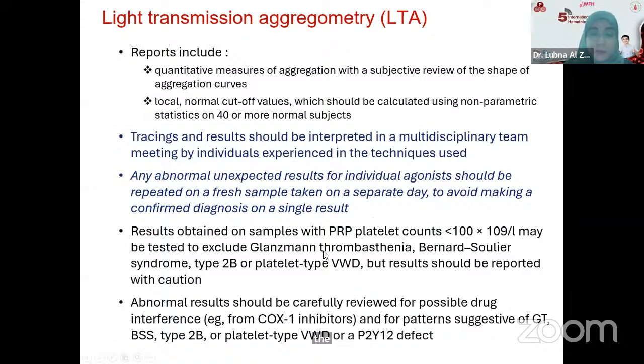And also, it is important that when you are reporting the LTA result of the agonist response, the interpretation should be presented in a multidisciplinary team meeting, with the individual experience and the techniques used. And any abnormalities that have been found should be repeated in a fresh sample taken on a separate day, to avoid confirming the diagnosis on a single result.